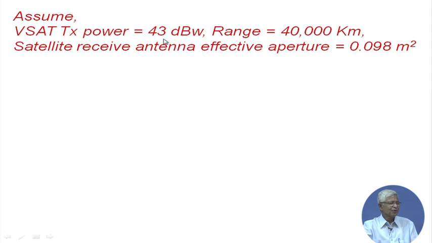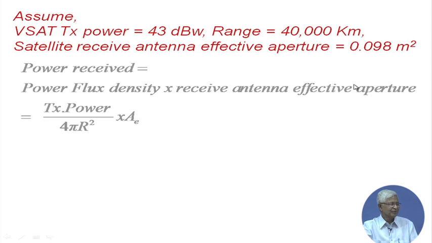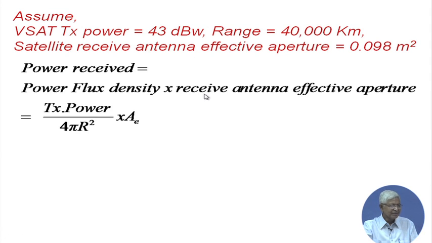VSAT transmit power is 43 dBW, and the range from the VSAT to the satellite is 40,000 kilometer. And for the satellite receive antenna, the effective aperture, through the size of the antenna diameter, that aperture area is 0.098 meter square, some typical numbers for calculation. So, the receive power is the power flux density multiplied by the receive antenna effective aperture; the transmit power divided by 4 pi r square gives the power flux density, times the receive antenna aperture.